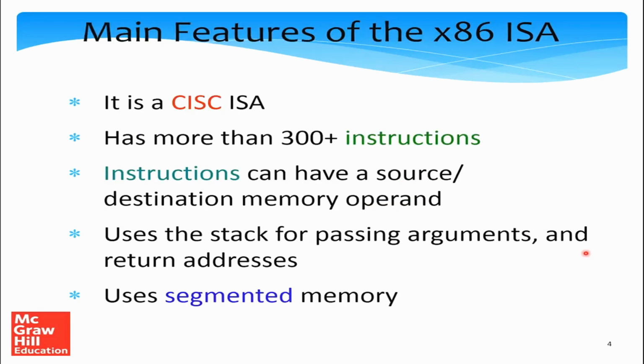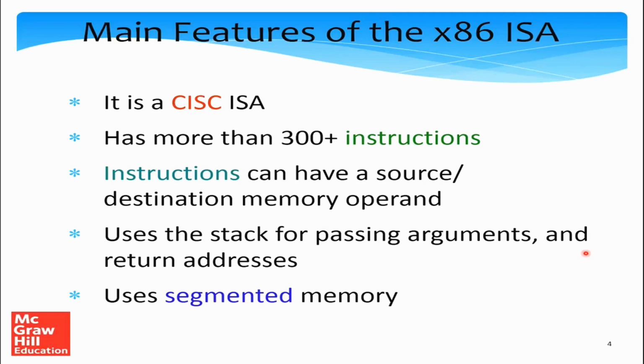So x86 is a CISC ISA, unlike ARM and Simple RISC. So it has 300 plus instructions. And so that is the basic ISA, at least the one that we are concerned with. But if you consider all extensions and so on, then as of 2016, the number of instructions are roughly 1,000. So instructions can have a source or a destination memory operand. So it's a CISC instruction set. So the operands themselves can be far more complicated. And so the number of registers are actually few.